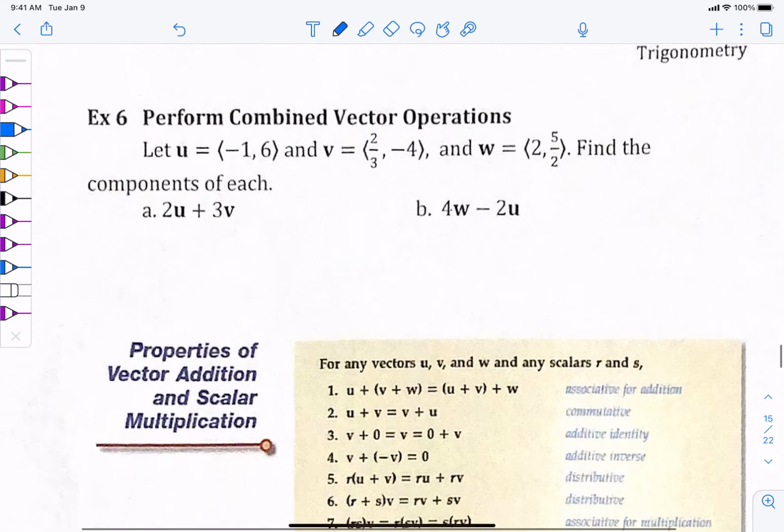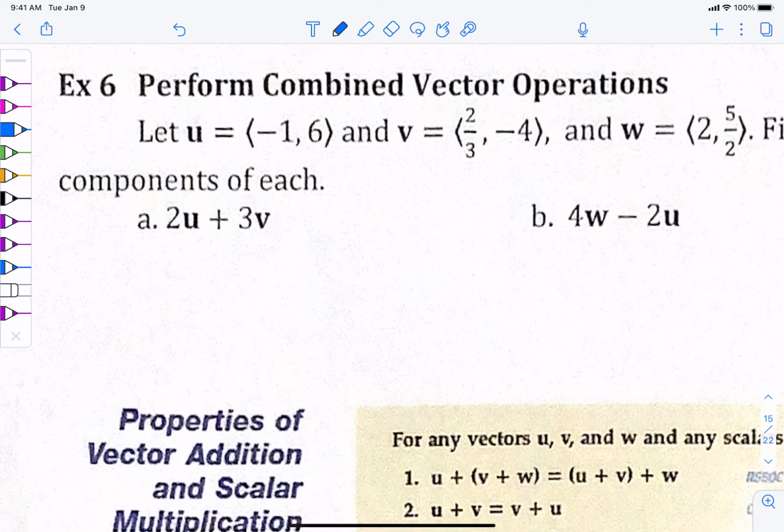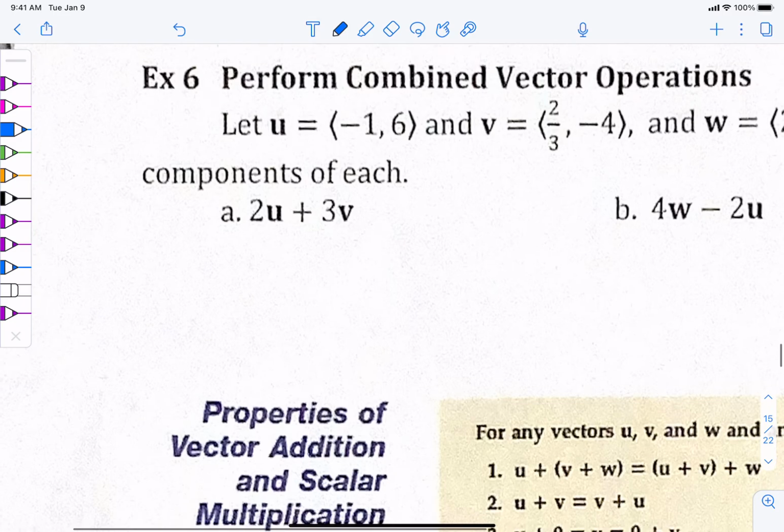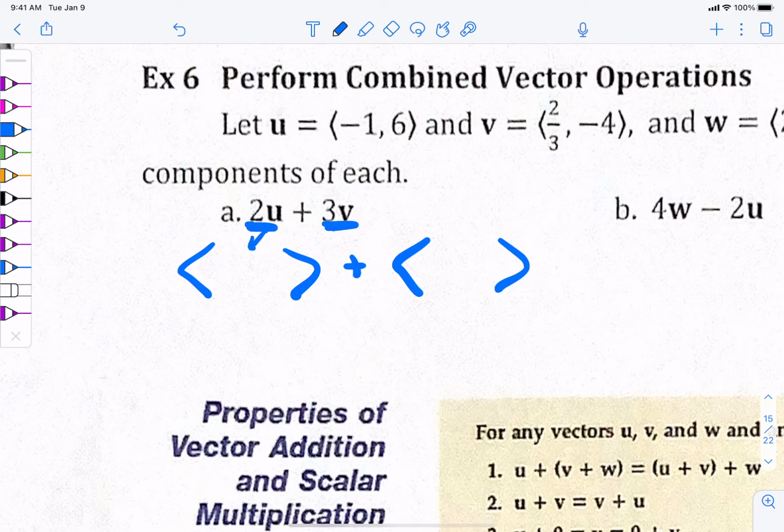Okay. Let's go to the back side. 2u plus 3v. I mean, this is a little bit more complicated, but not too bad. So I do this step by step. I write out what 2u is, and I write out what 3v is here and here, and then I add them together. So what will 2u look like?